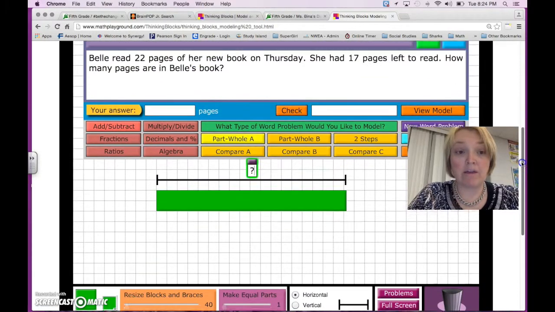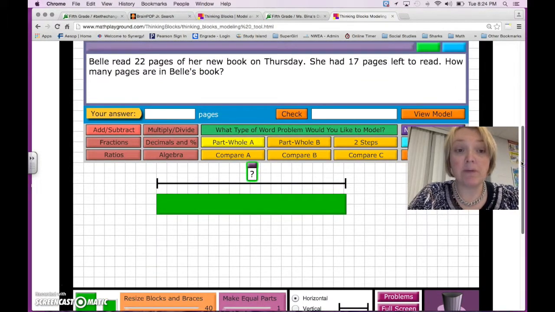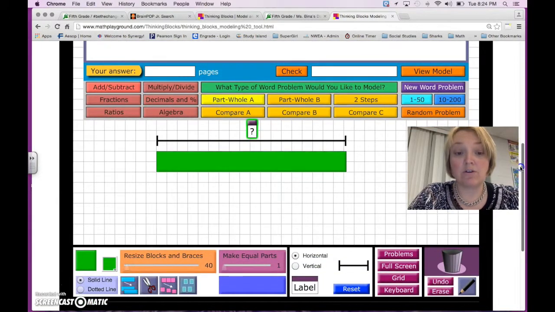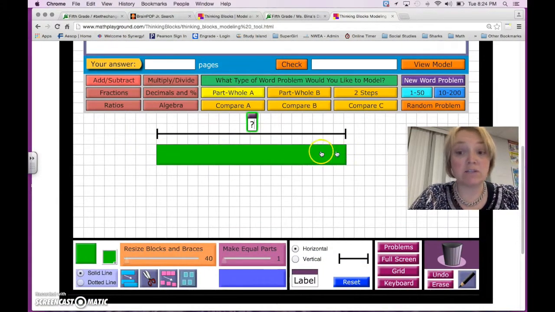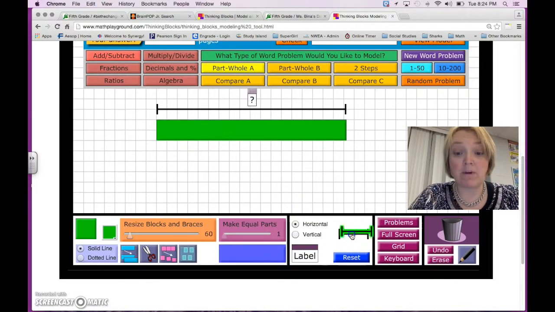So now we're going to go back and look at the parts we have. Well, Belle read 22 pages of her book on Thursday. So out of her whole book right here, which is the pages we don't know, we know that part of it is 22. So 22 is more than 17, so we want to make this a little bit bigger. So probably a little over half. I would say that looks good.